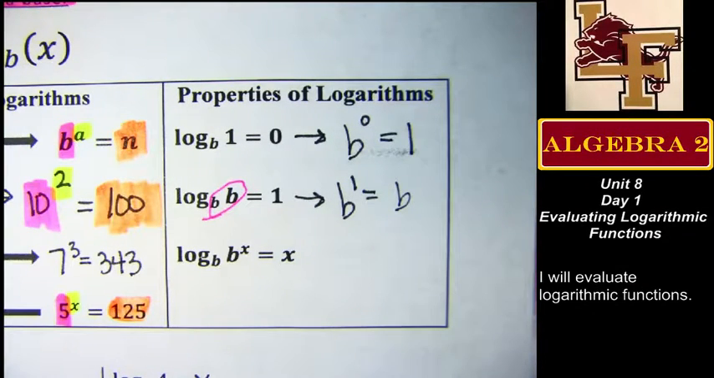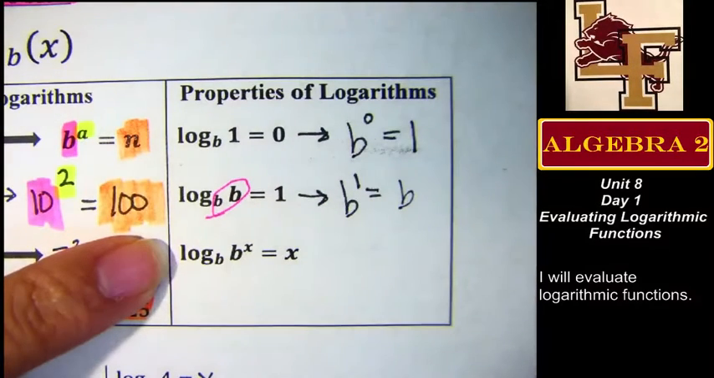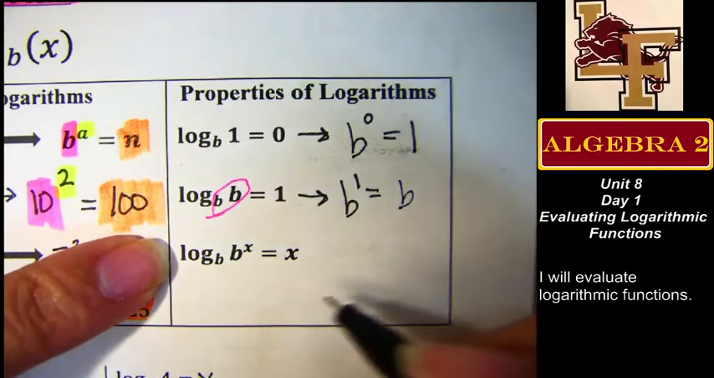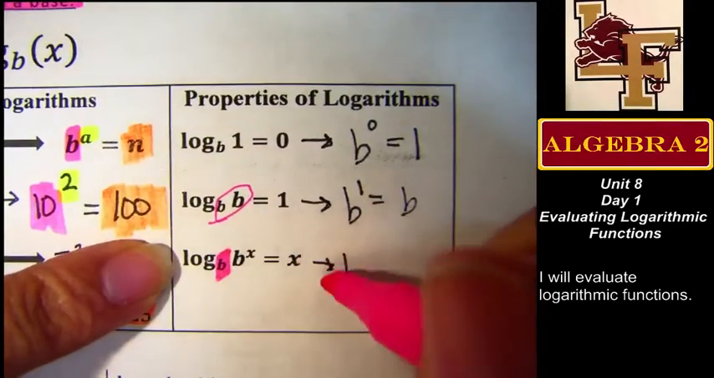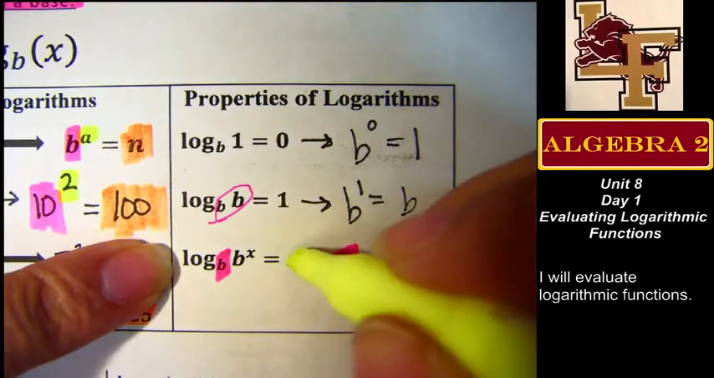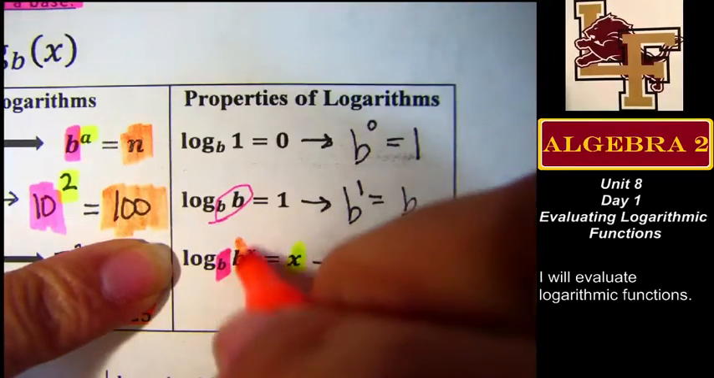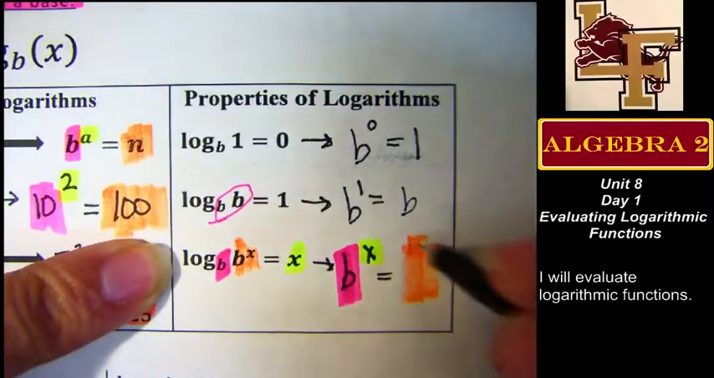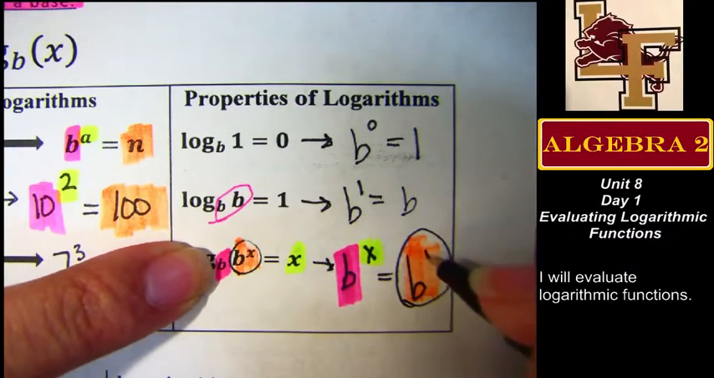Your last shortcut, I'm gonna blow your minds with this one. Log base b of b to some power is that power. b to the power of x equals b to the power of x. What's the base? b. I'm gonna highlight and put my colors back so you can see where things are coming from. There's the base. What's the exponent? x. What's the result? b to the power of x.